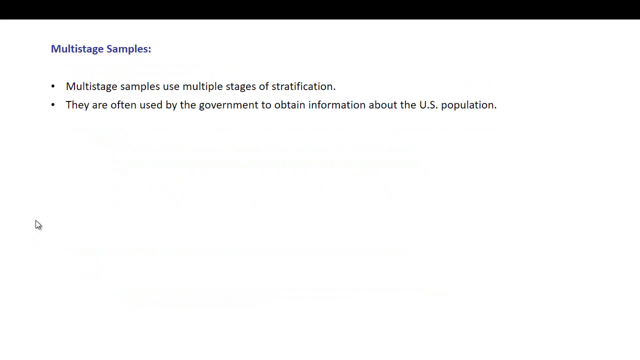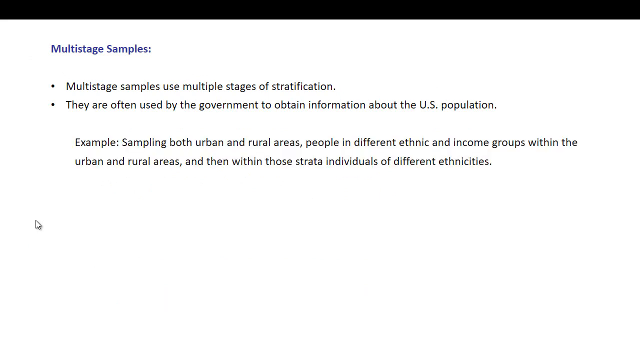Multi-stage samples. Multi-stage samples use multi-stages of stratification. They are often used by the government to obtain information about the U.S. population. For example, sampling both urban and rural areas, and then people in different ethnic and income groups within the urban and rural areas, and then within those strata, individuals of different ethnicities.